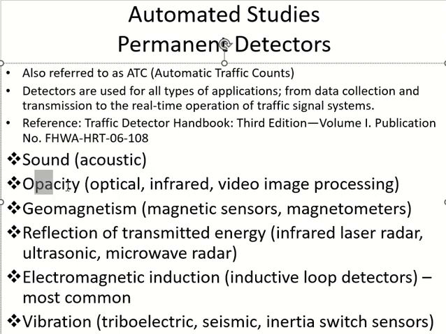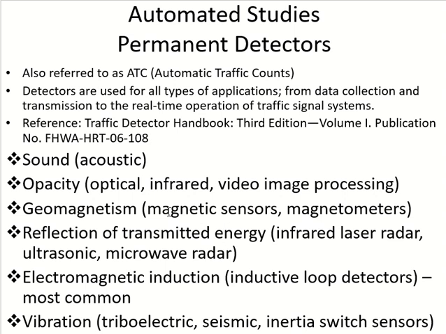Then we have opacity detectors, which basically work on image. So they are like cameras. We have speed cameras. It's the image. It's an opacity detector. So the image is captured, and the software captures the data from the image, or it could be a video as well.